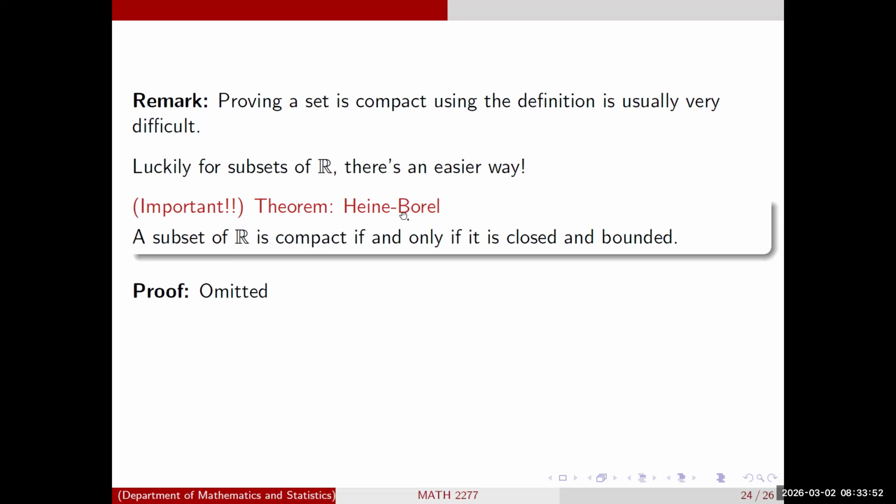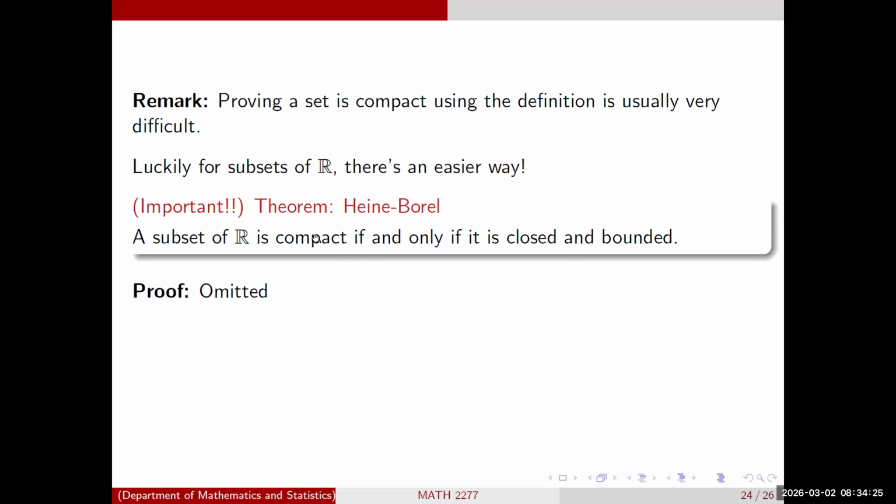That is the Heine-Borel theorem. This theorem states that a subset of R is compact if and only if it is closed and bounded. In other words, if you are a compact subset of R, you must be both closed and bounded. Two conditions, closed and bounded. You need both of them. If you lose any one, you will not be compact. So if you are closed and bounded, you are compact.